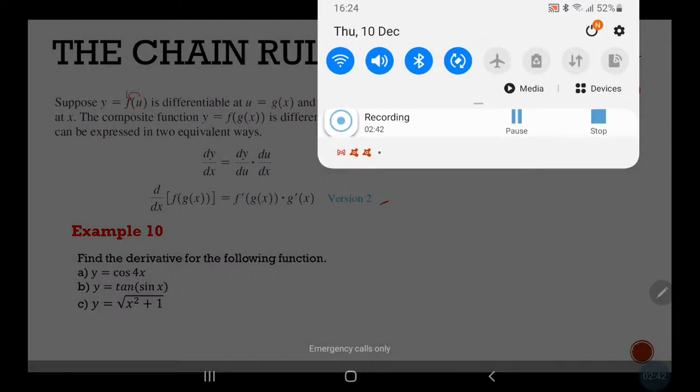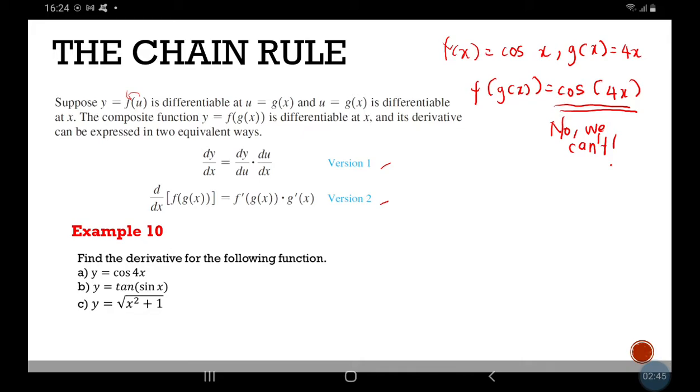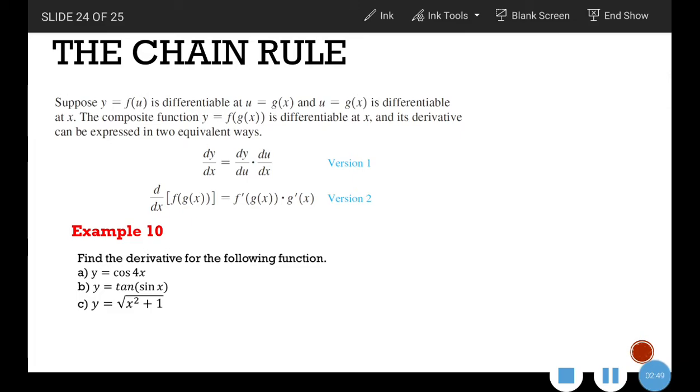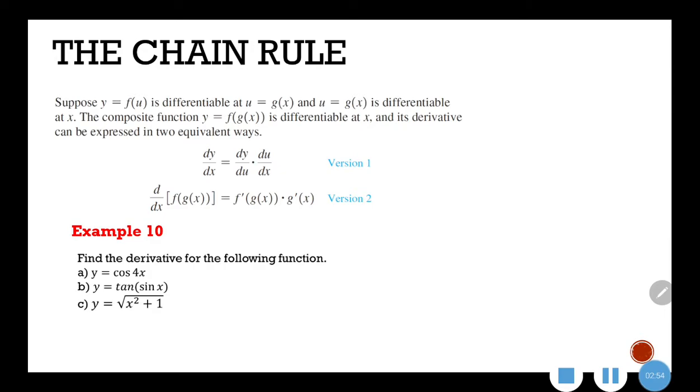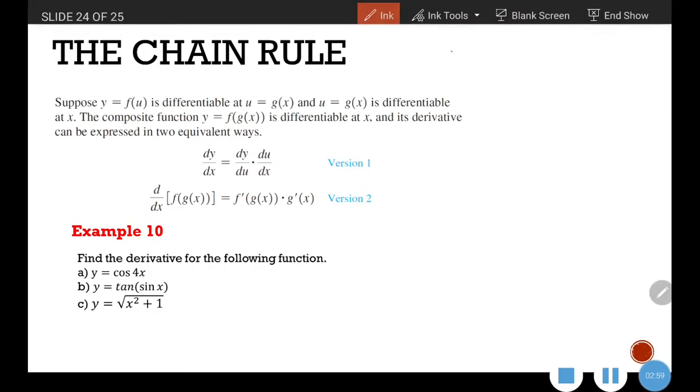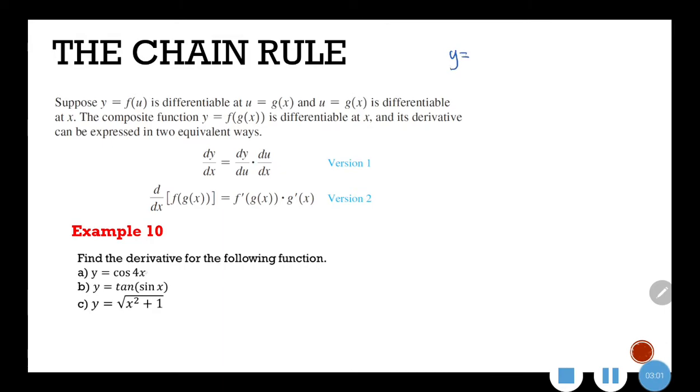Okay, let's say here for example 10, y equal to cos 4x. Okay, now we're going to learn how to use the first method first, which is this one.